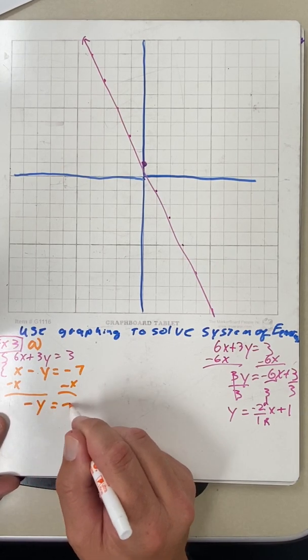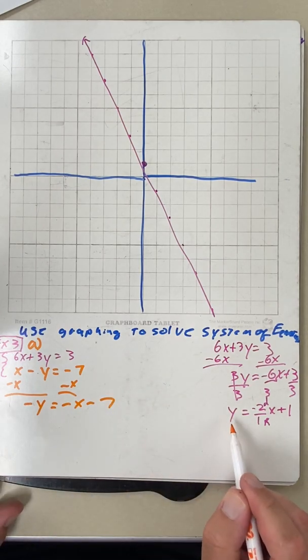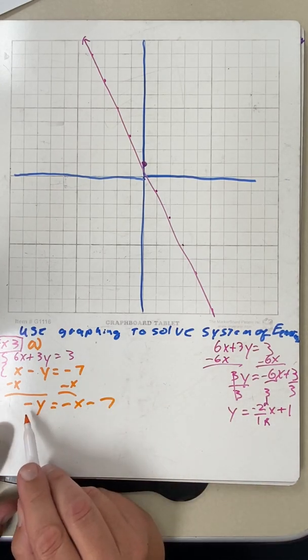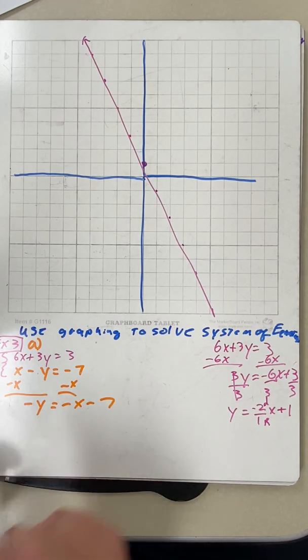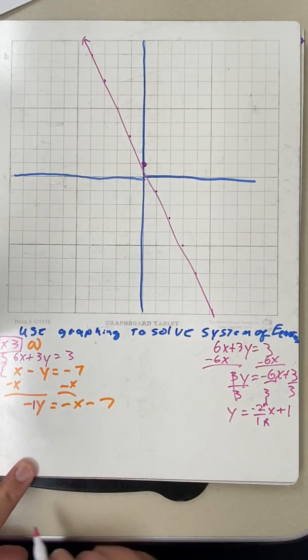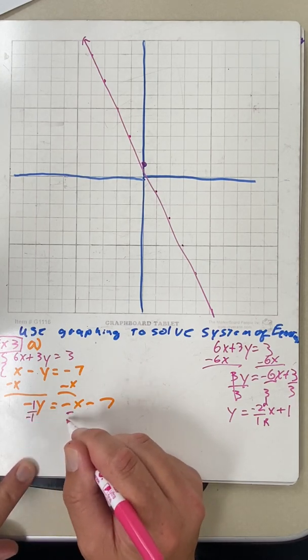I got negative y equals negative x plus 7. Now remember, we have to get y by itself. Some people are like, oh, it's by itself, but we have a negative sign there. So we have to imagine that there's a negative 1 right here. So what we're going to do is divide by negative 1 everywhere.